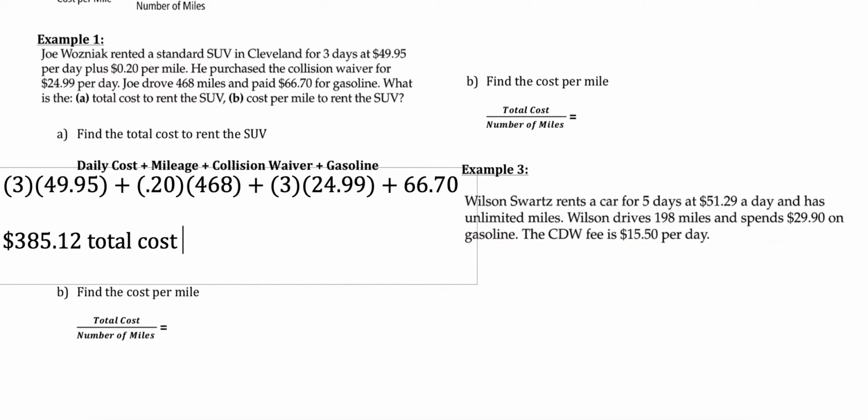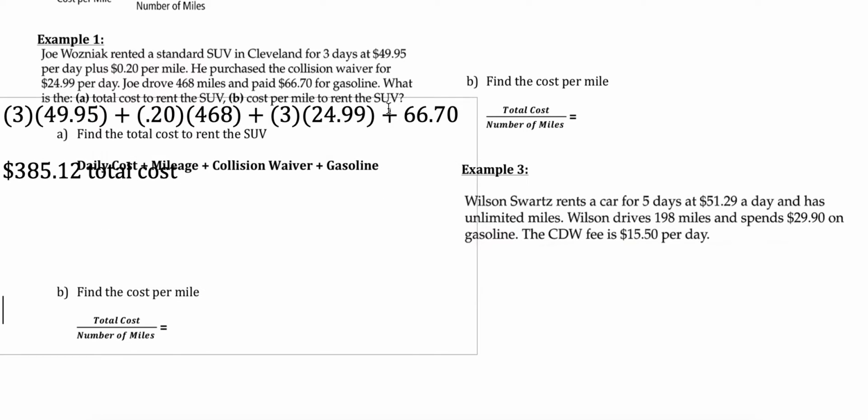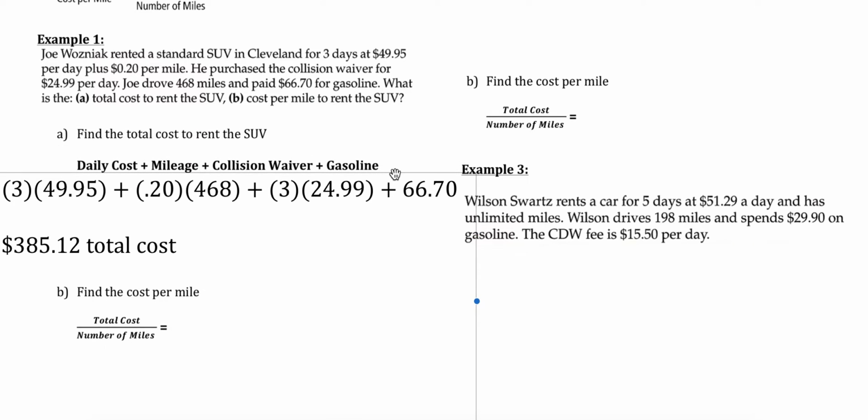But we want the cost per mile. So in order to find the cost per mile, we're going to take this cost and divide by the number of miles that were driven. So $385.12 divided by those miles, 468. So $385.12 divided by 468, and you should get 82 cents per mile.